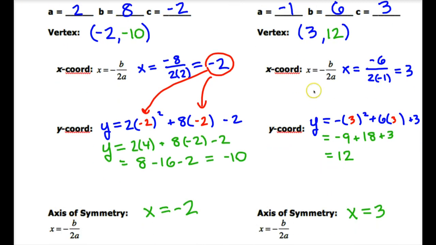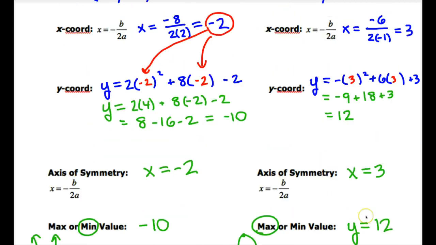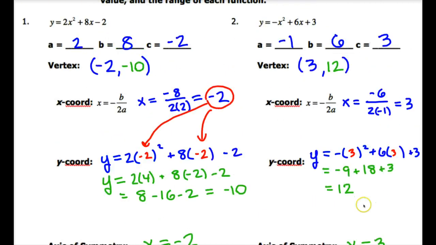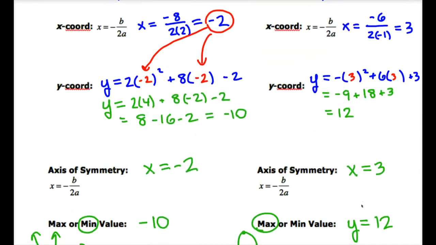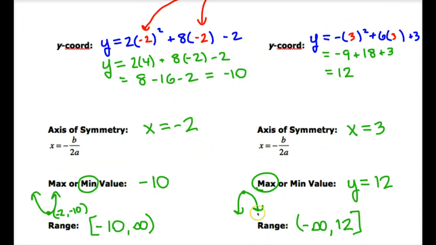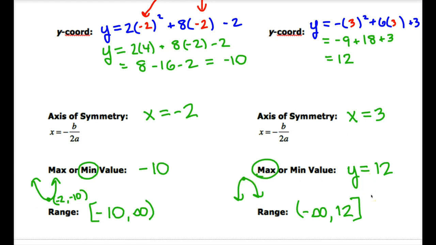So you get a vertex of (3, 12), axis of symmetry at x equals 3. Your leading coefficient was a negative for this one, so that means the graph is going to be opening downwards, which means you have a maximum in this case. So a maximum at y equals 12, which means your range is going to be all y values from negative infinity all the way up to 12. So it would look like this in interval notation.